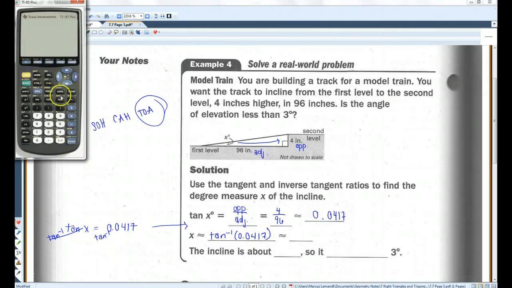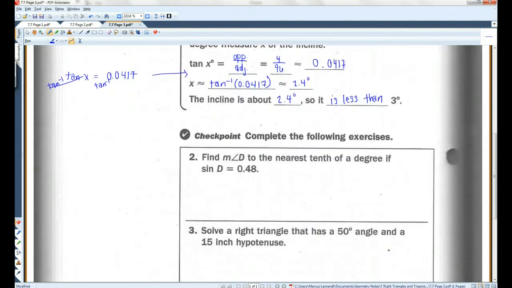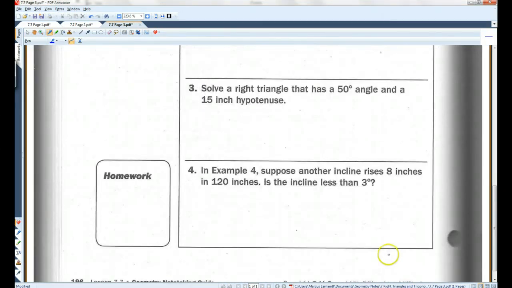Okay. Inverse tangent of 0.0417. It's approximately 2.4 degrees. The incline is about 2.4 degrees, so it is less than 3 degrees. Alright, I'll let you guys do the checkpoint, and that's all.